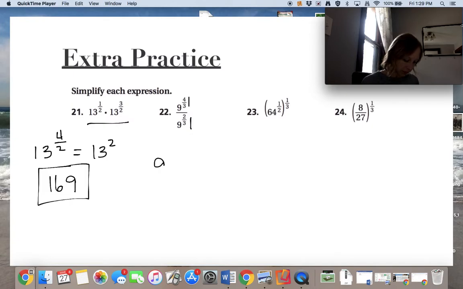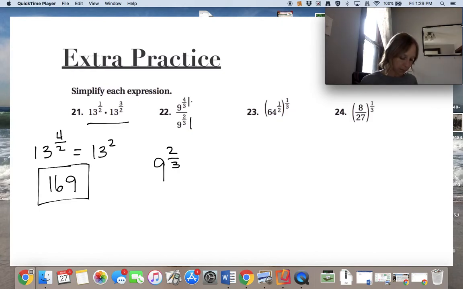So I will just have 9 and 2/3. There is a larger exponent on top, a smaller one on bottom. So I could put a 1 on the bottom, but we all know that that is not necessary. 9 to the 2/3 power, okay? So remember, this is the exponent, the 2. The 3 is the index. Do I know the cubed root of 9?